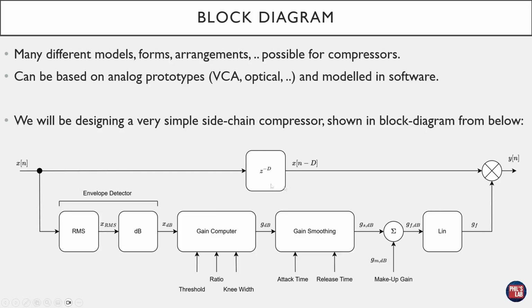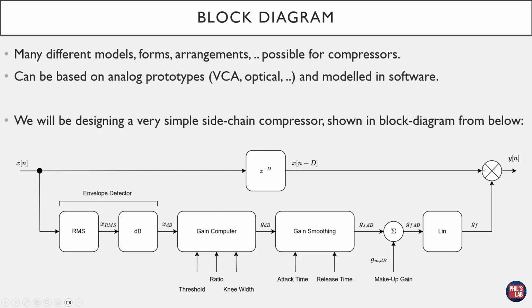I've also shown a delay in the forward path, so x of n passes through this delay, and this can be used to compensate for the delay introduced by the sidechain to make sure the calculated gain aligns approximately in time with the samples that were used to calculate this gain value. In this video, we will not be implementing this delay, but do keep this in mind that this could be an option. So for us, imagine there's just a straight feed-through line, x of n, to the multiplier or mix on the right-hand side.